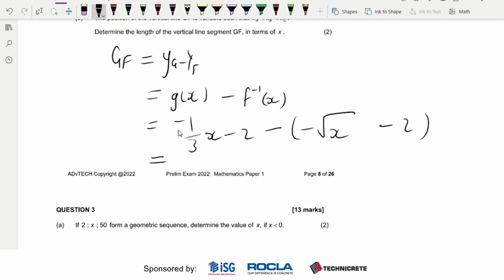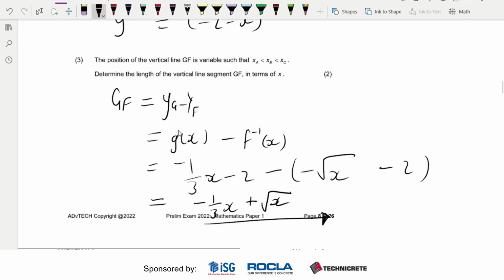So GF is given by negative 1 over 3x, minus minus square root x, which is plus square root x. And that is it for question 3. And that's it for all of question 2.